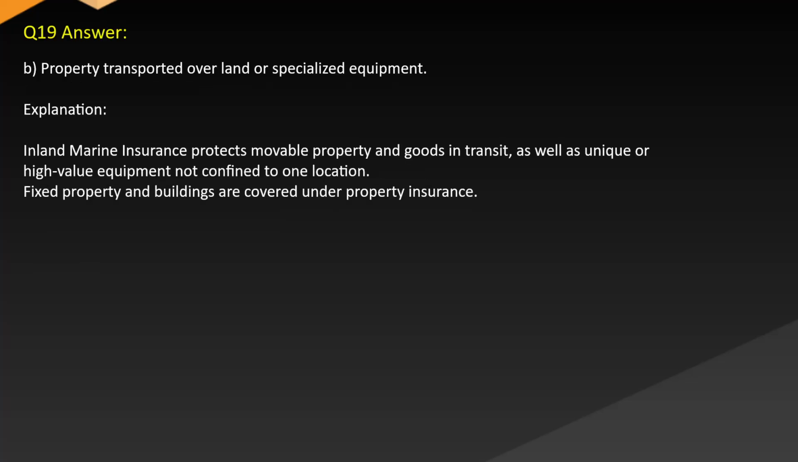Answer: B. Property transported over land or specialized equipment. Explanation: inland marine insurance protects movable property and goods in transit, as well as unique or high-value equipment not confined to one location. Fixed property and buildings are covered under property insurance.